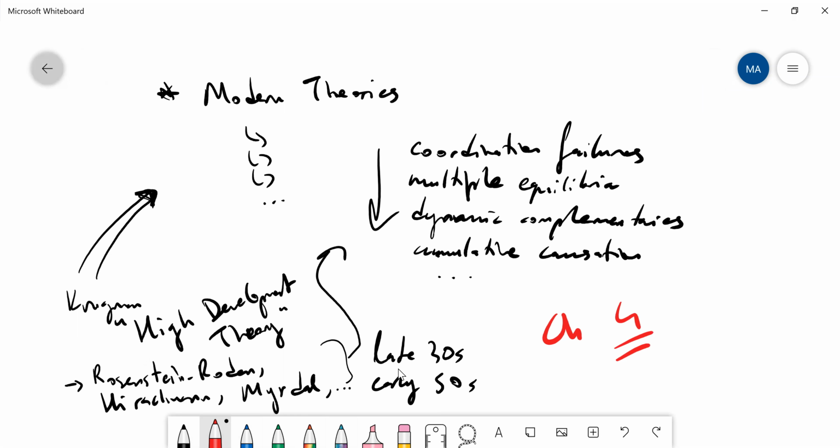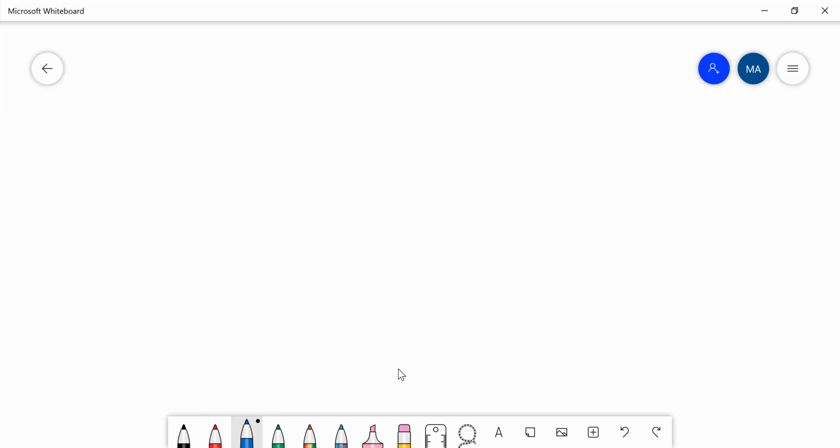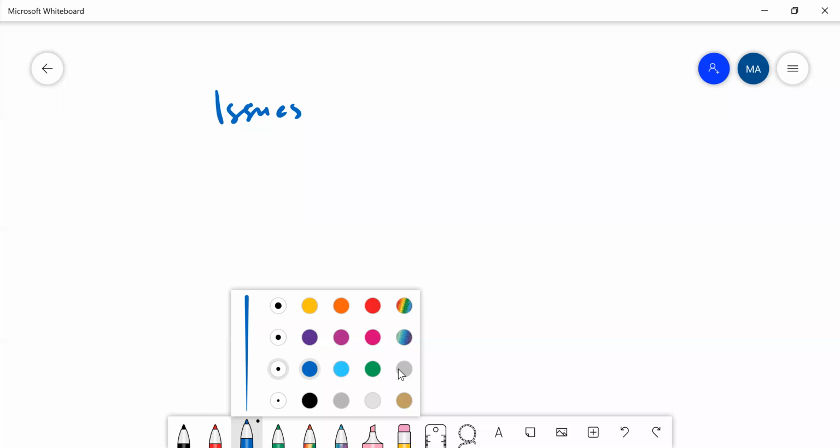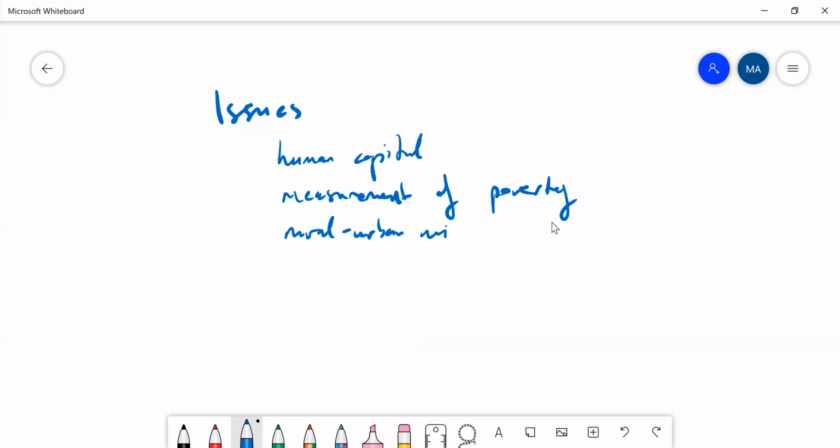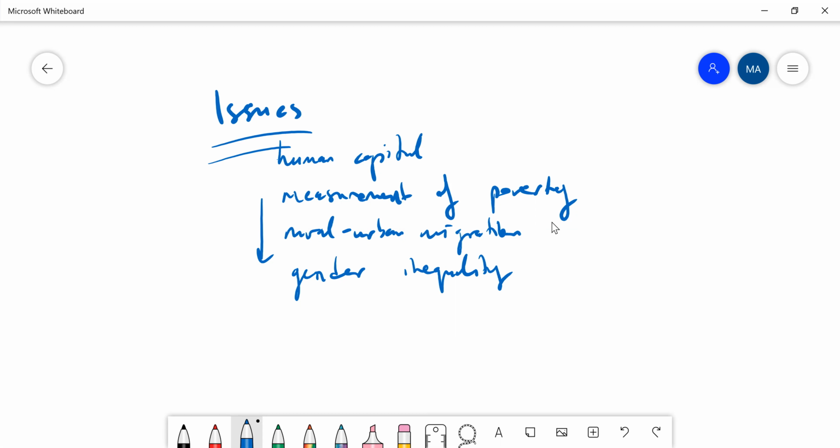At the very end of the semester, we're going to look at several issues from various chapters. One thing we're going to look at, for instance, is human capital. Another thing is measurement of poverty. Another thing is rural-urban migration. Another is gender inequality. Things like these will be covered at the end. So that's the overview of where we are now. Let me now share my slides with you.